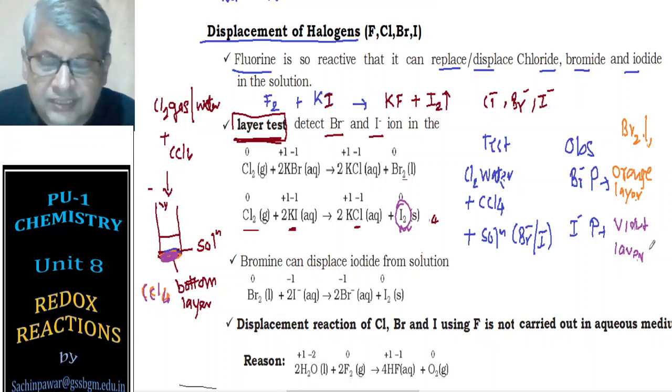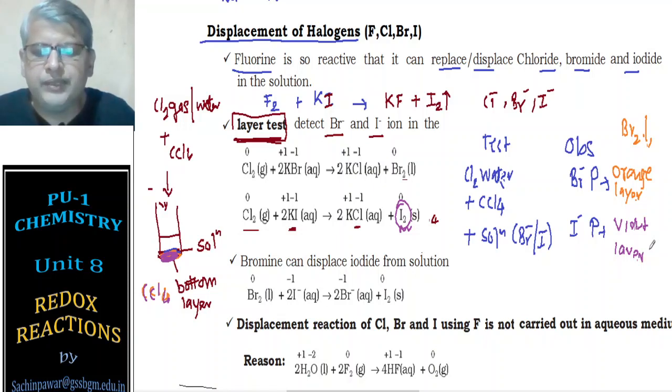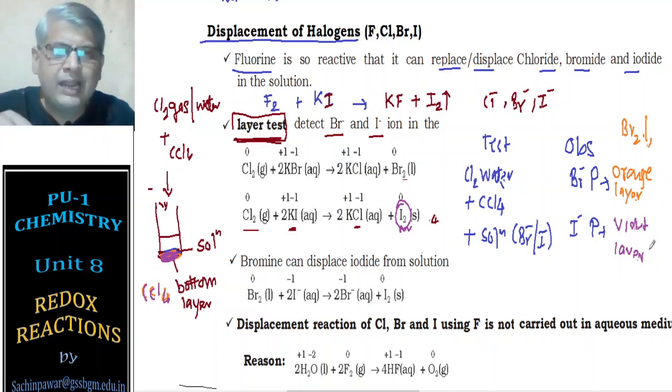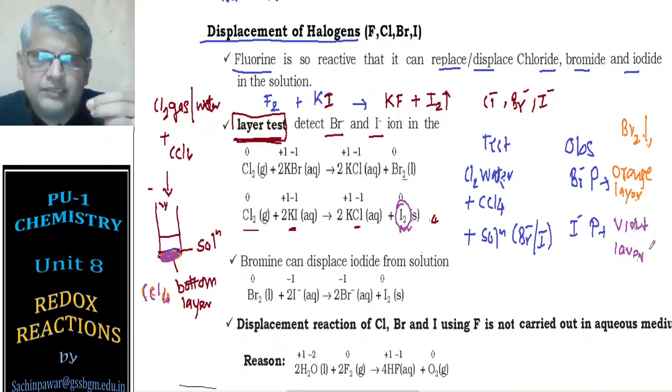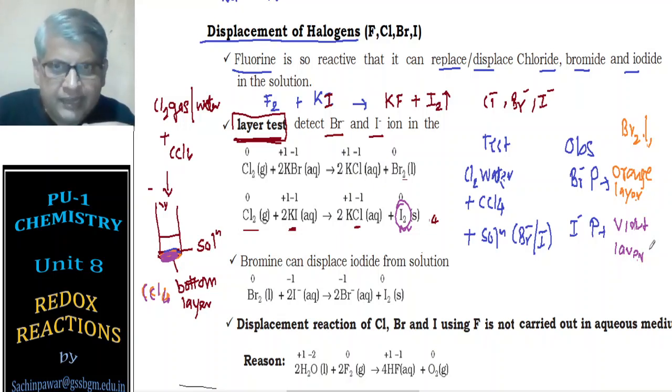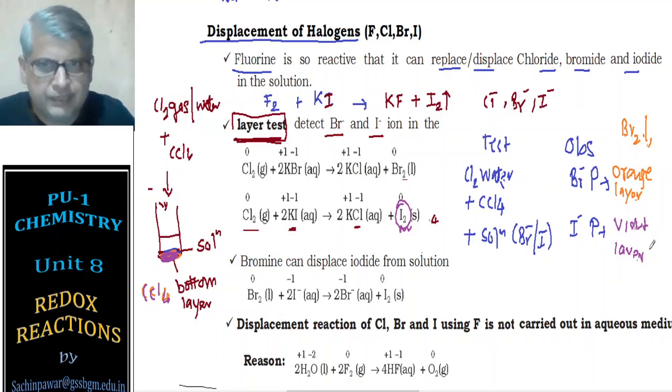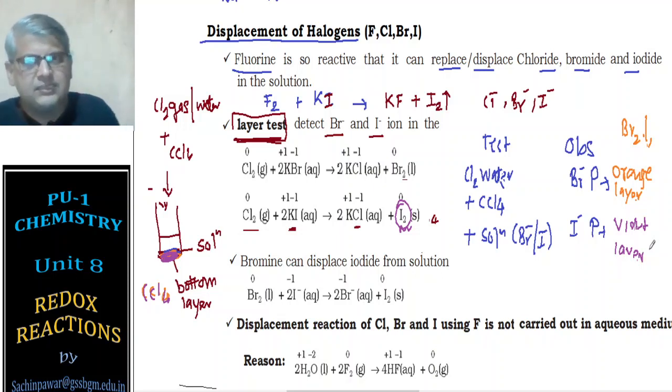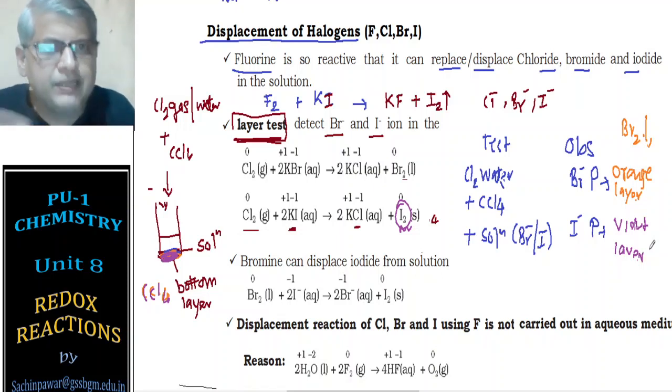I hope you followed this. I'll repeat again. Suppose you have been given an unknown solution. Take that solution in a test tube. To that you add chlorine water and carbon tetrachloride, and shake. If the bottom layer is orange colored, then bromide is present. If the bottom layer is violet colored, iodide is present. This is a simple test, an application of the displacement reaction.